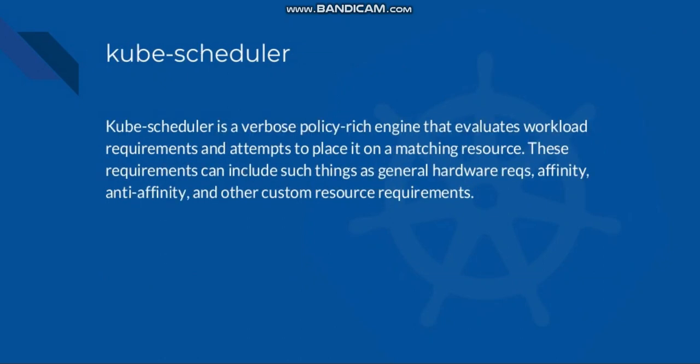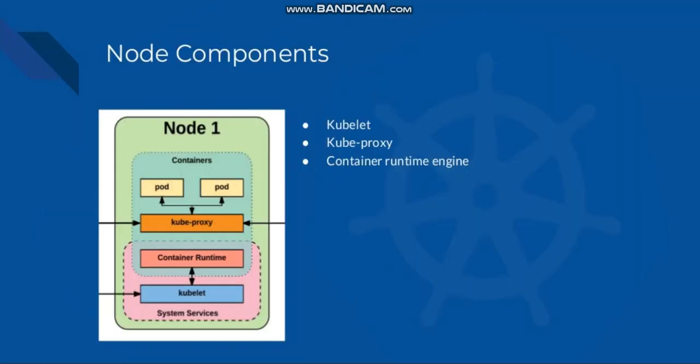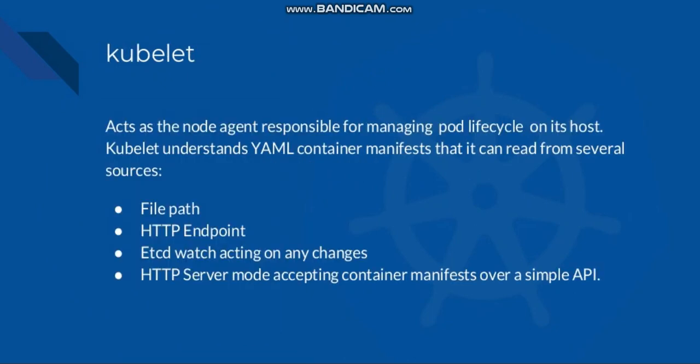Kube Scheduler. Kube Scheduler is a verbose, policy-rich engine that evaluates workload requirements and attempts to place them on a matching resource. These requirements can include things such as general hardware requirements, affinity, anti-affinity, and other cluster resource requirements. Now we'll see the node components. Node components consist of kubelet, kube-proxy, and the container runtime engine. We'll see the details.